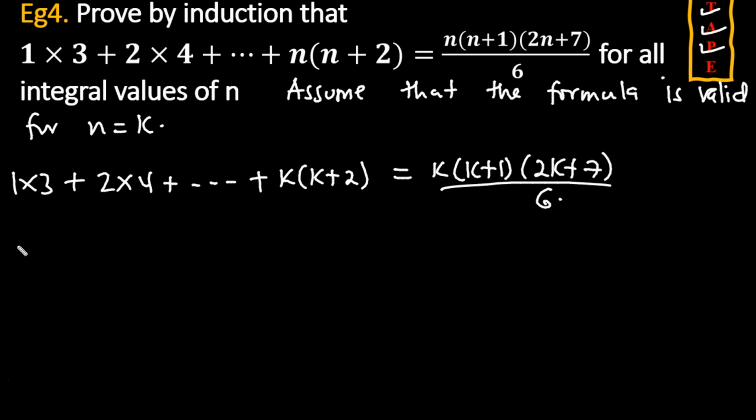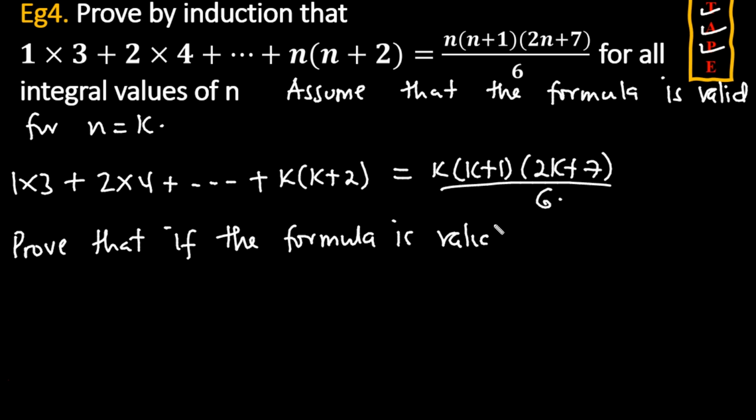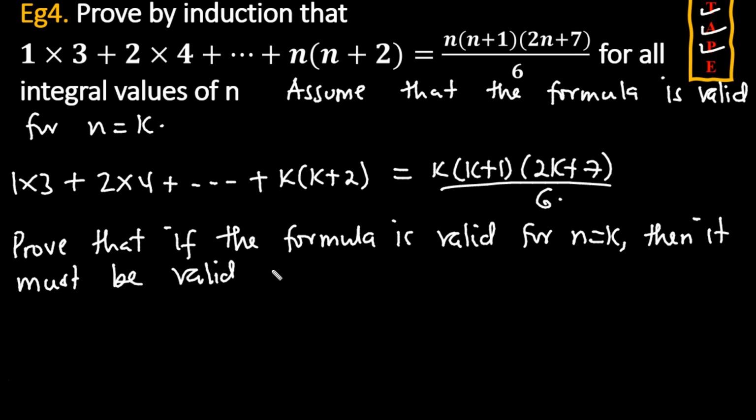So we are going to say, prove that if the formula is valid for n is equal to k, then it must be valid for n is equal to k + 1. So we are going to get n is equal to k + 1. We substitute into our formula where there is n.